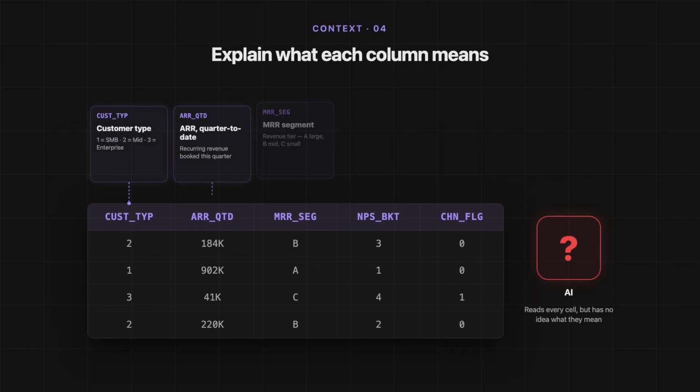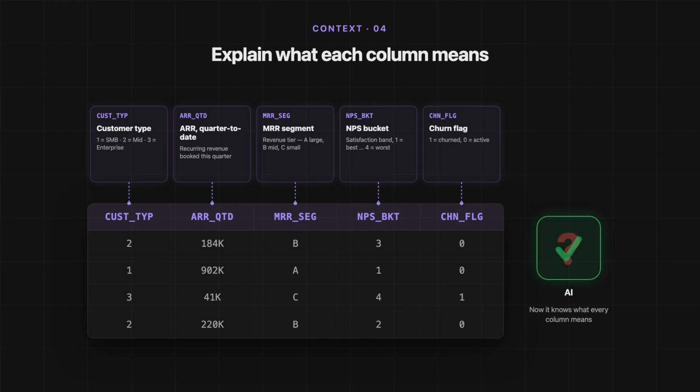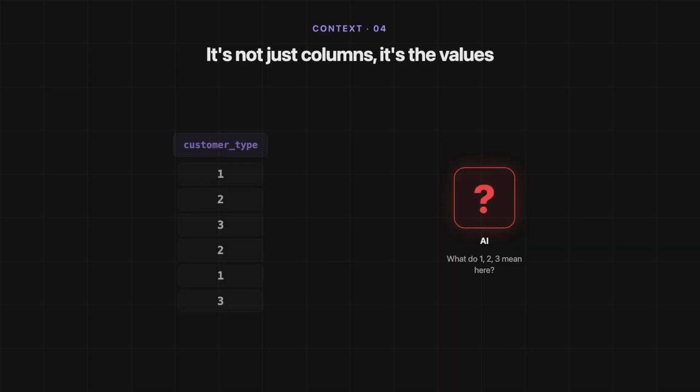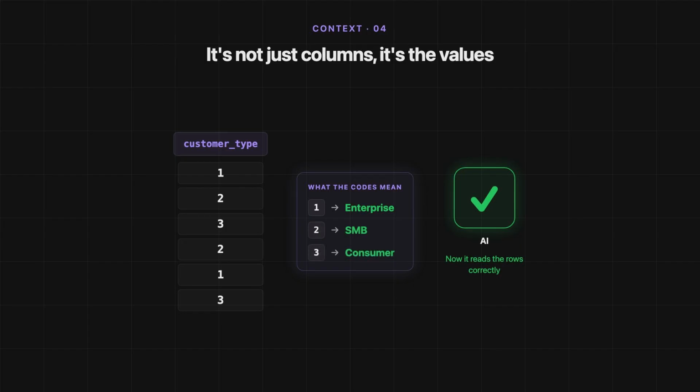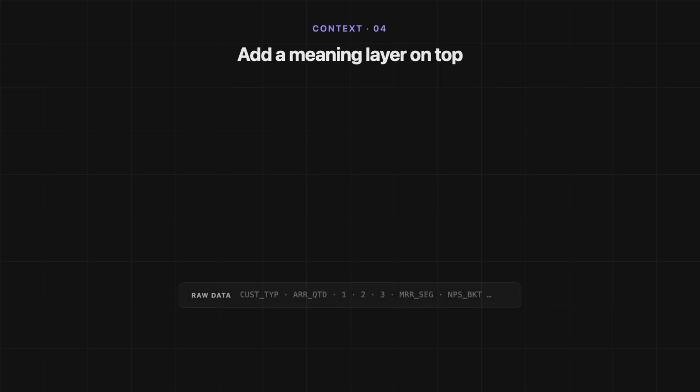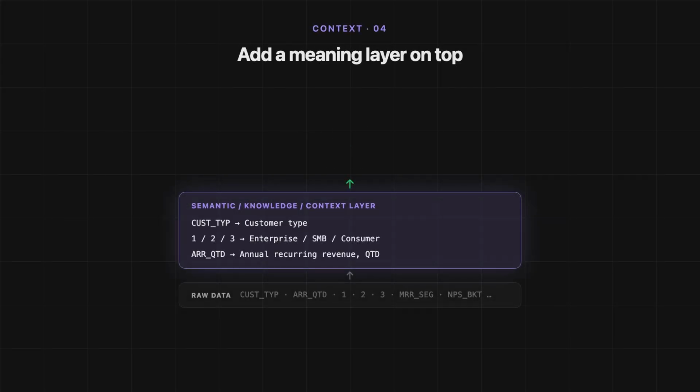So here you need to have some sort of explanation to the AI so that it understands what those columns mean. Now, it's not just that, there's also going to be row level information as well. Here's an example of customer type. You could have a customer type of 1, 2, and 3. The AI has no idea what 1, 2, and 3 means in this context. Now here, this is the context layer of actually having the AI understand what each one of these pieces mean. You may have heard semantic layer or knowledge layer. This all basically means the same thing, at least at this point.